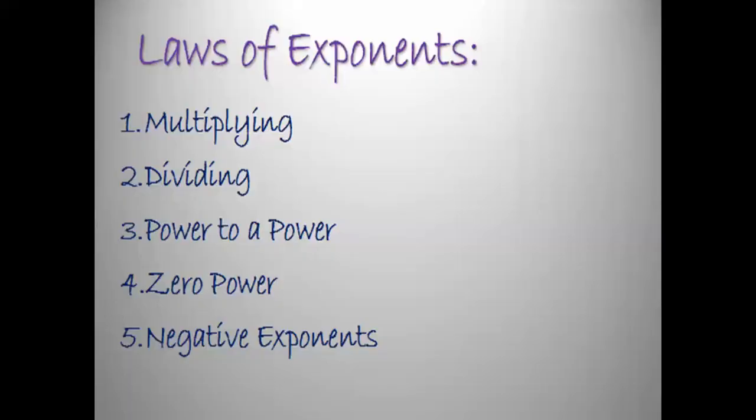So let's see. There are 5 parts of laws of exponents. First is multiplying. Second is dividing. Third is power to a power. Fourth is zero power. And fifth is negative exponent. Let's learn it one by one.